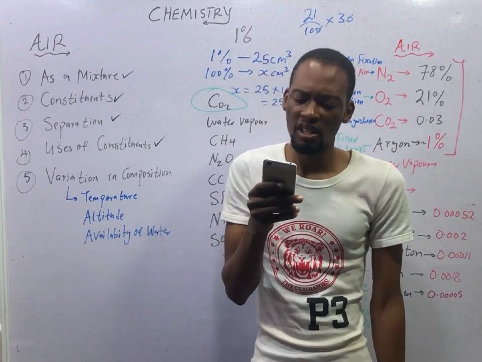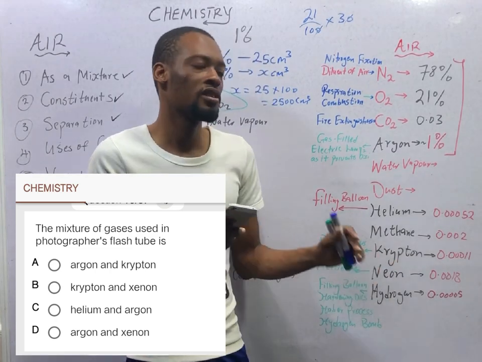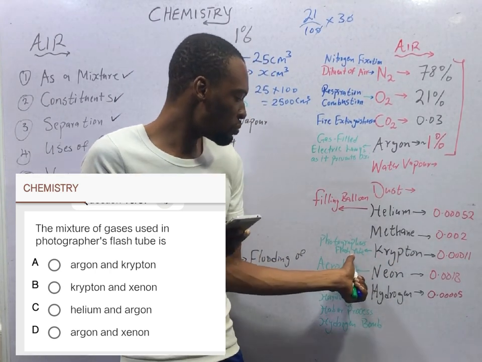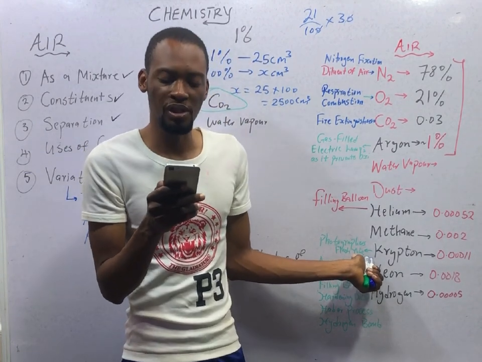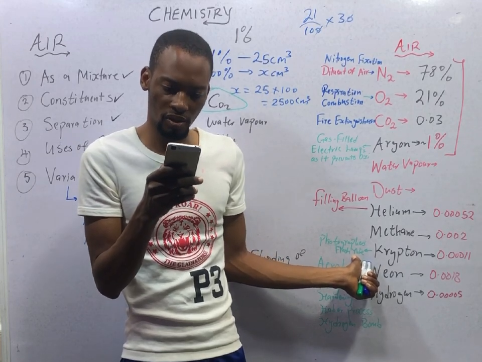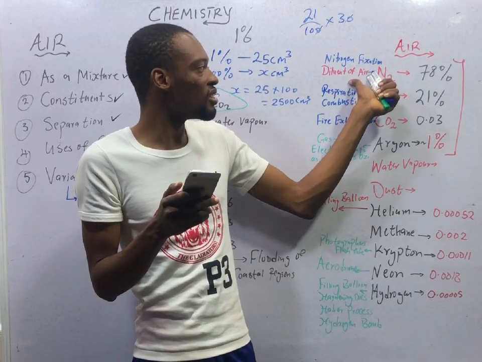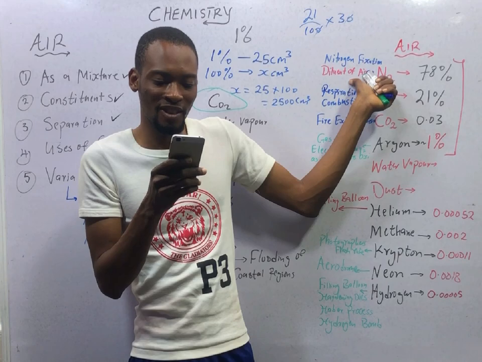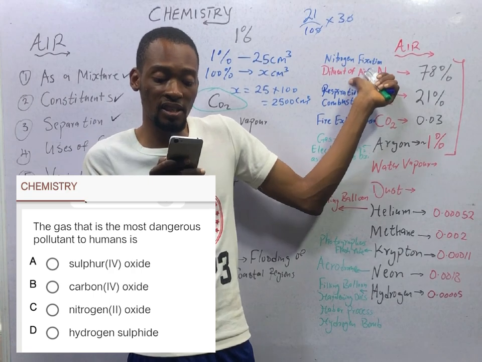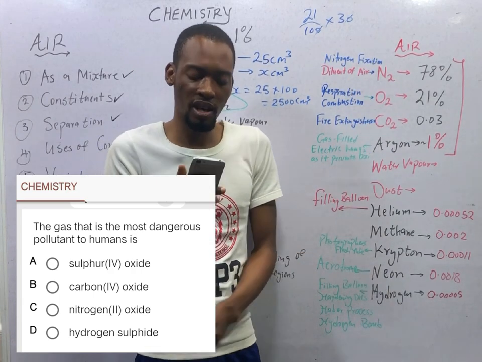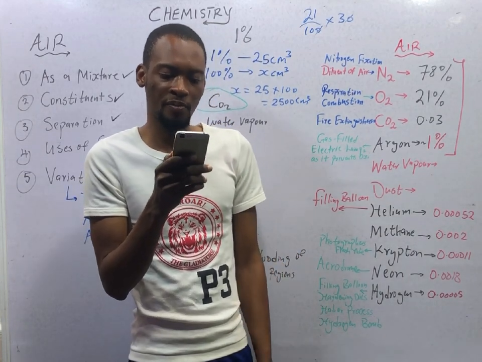And the mixture of gases used in photographers' flash tubes is krypton and xenon. When you mix krypton and xenon, you make the photographer's flash tube. And oxygen in air can be removed using pyrogallol solution. The constituent of air that acts as a diluent is nitrogen. And the gas that is the most dangerous pollutant to humans is sulfur(IV) oxide. It is very poisonous and so dangerous. Option D is the correct option.